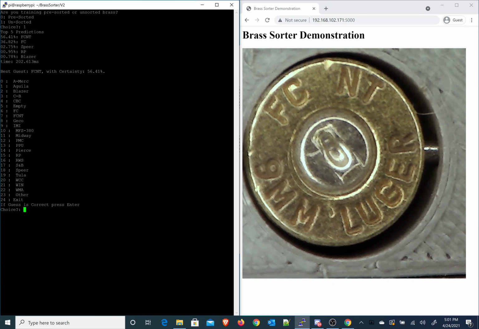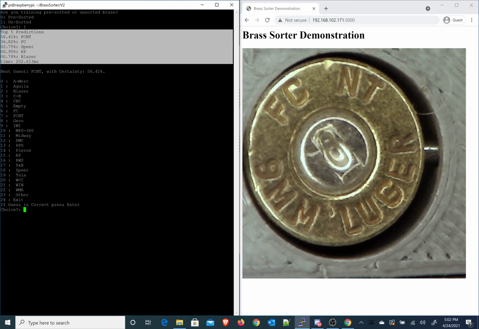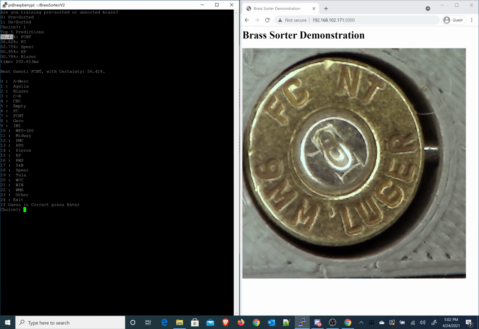It says FCNT, so if we take a look at it, it gives us its top 5 predictions. So it thinks a 56% chance it's FCNT, a 36% chance it's FC, and then very low percent chances of anything else. And it took about 200 milliseconds to run. Then it finally tells us what its best guess is. So its best guess is FCNT. It's 56% certain. It is correct.